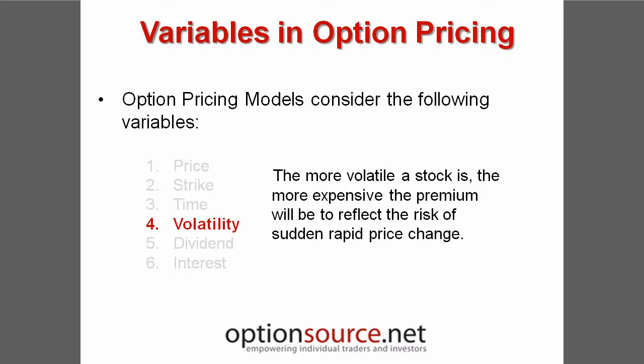The fourth pricing variable is the implied volatility of the underlying. This is an important component of the option price because it adjusts for the anticipated price movement over the life of the option. Options on stocks that have a higher probability of making a large move are priced more expensive than options on slower moving, less volatile stocks.